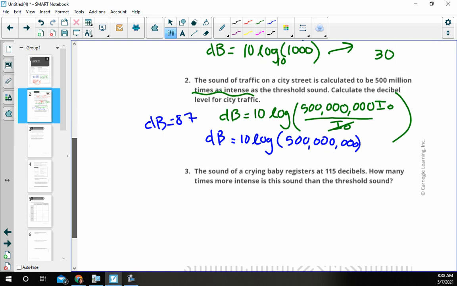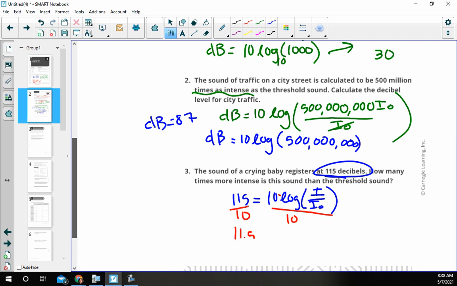Okay, so now it says the sound of a crying baby registers at a decibel level of 115. So 115 is equal to... how many times more intense is the sound than the threshold sound? Okay, so then I've got my 10 log of I divided by I sub O. So if I'm trying to get that I over I sub O by itself, this is a multiplication of 10, so I'm going to divide by 10 to get 11.5.